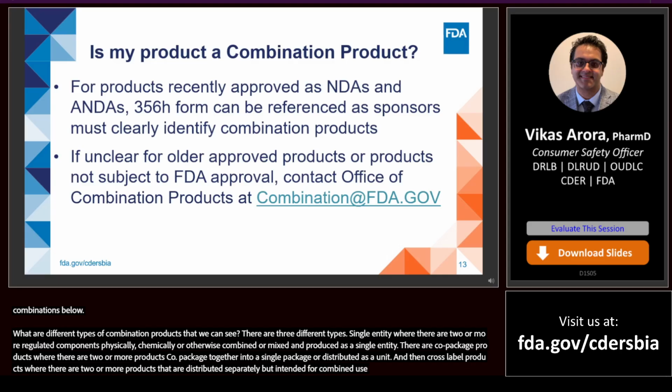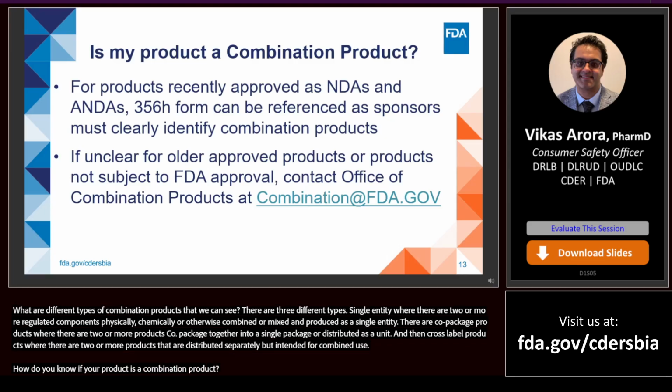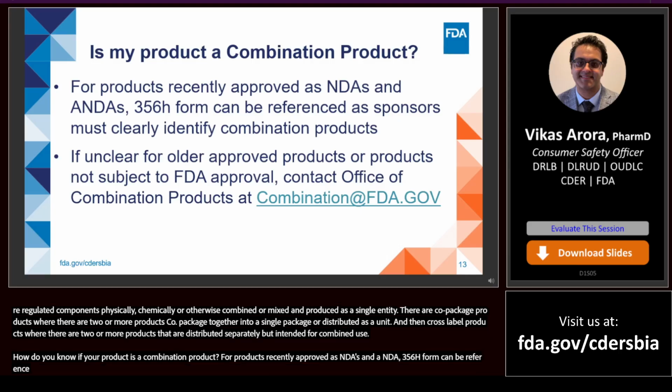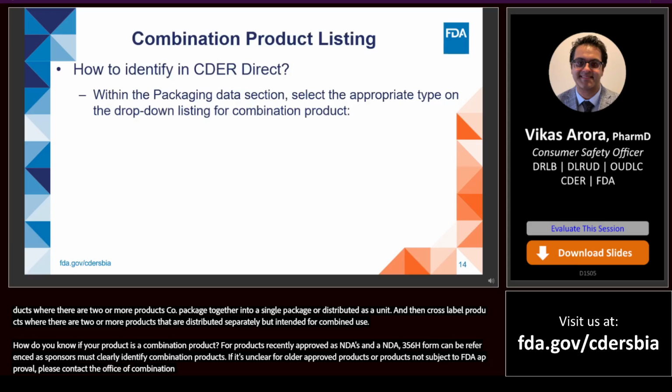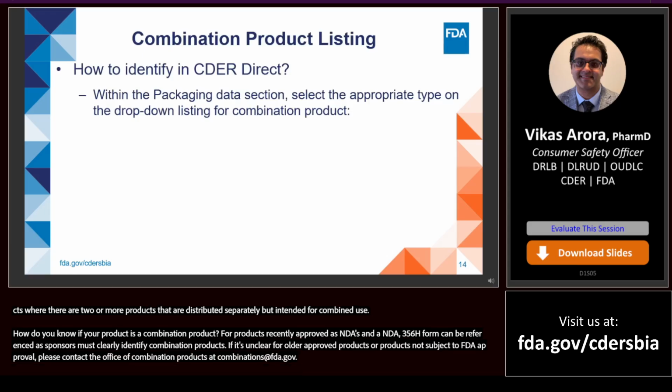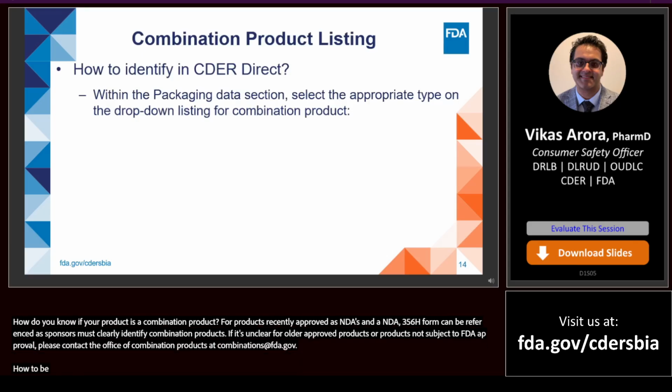So how do you know if your product is a combination product? Well, for products that are recently approved as NDAs and ANDAs, the 356H form can be referenced as sponsors must clearly identify a combination product. If it is unclear for older approved products or products not subject to FDA approval, please contact the Office of Combination Products at combination@fda.gov. So how do we properly identify a combination product in a drug listing?